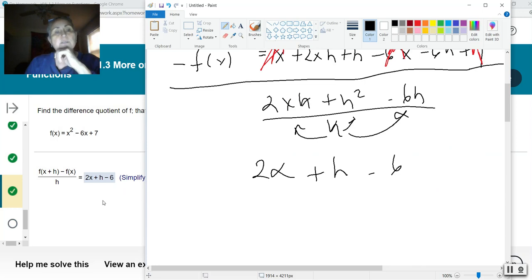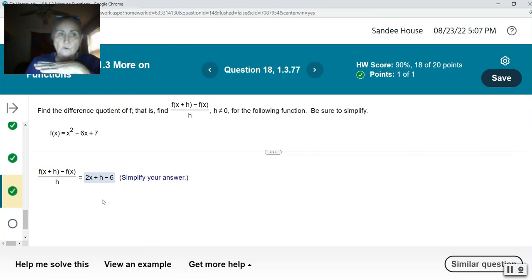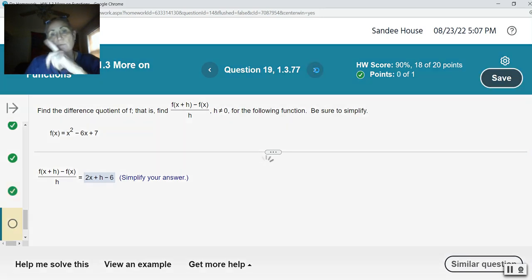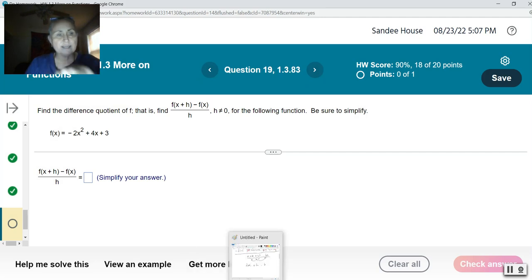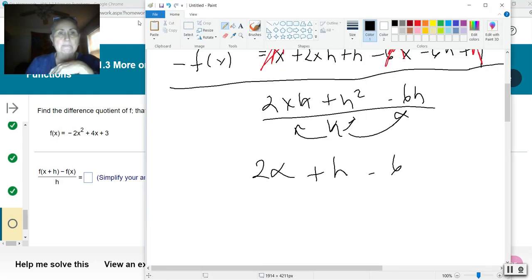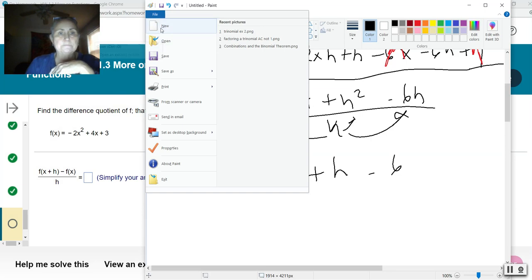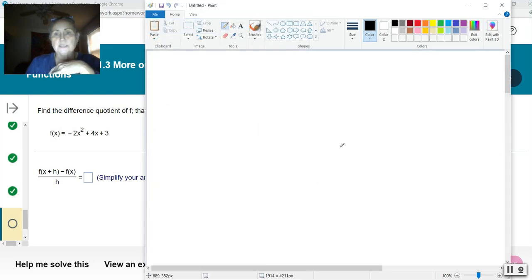2x plus h, 2x plus h minus 6. We did it the formal way, and then we did it the informal way for the non-calculus students. Oh boy, then they give us a really tough one. Okay, so we've got a negative in front of our x squared also. All right. Let's do it the informal way first, and then we'll go back and do it the formal way.